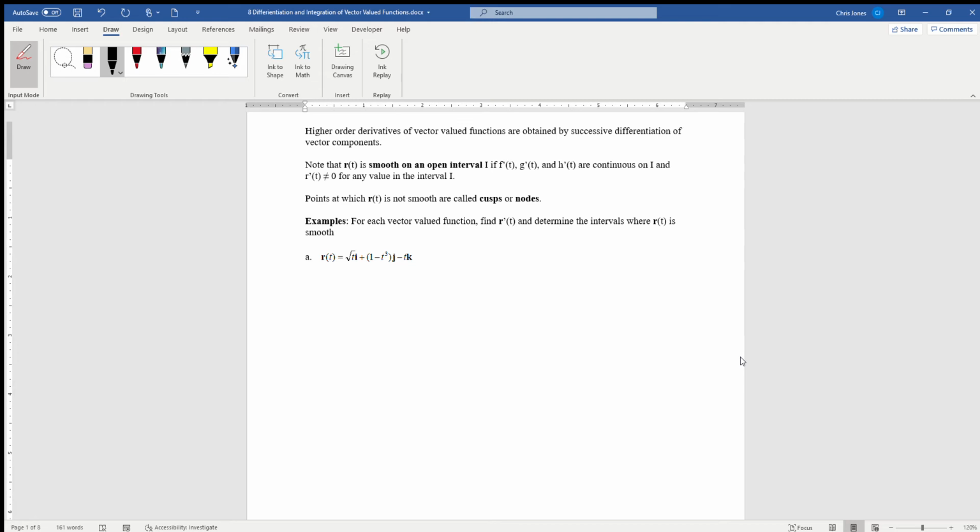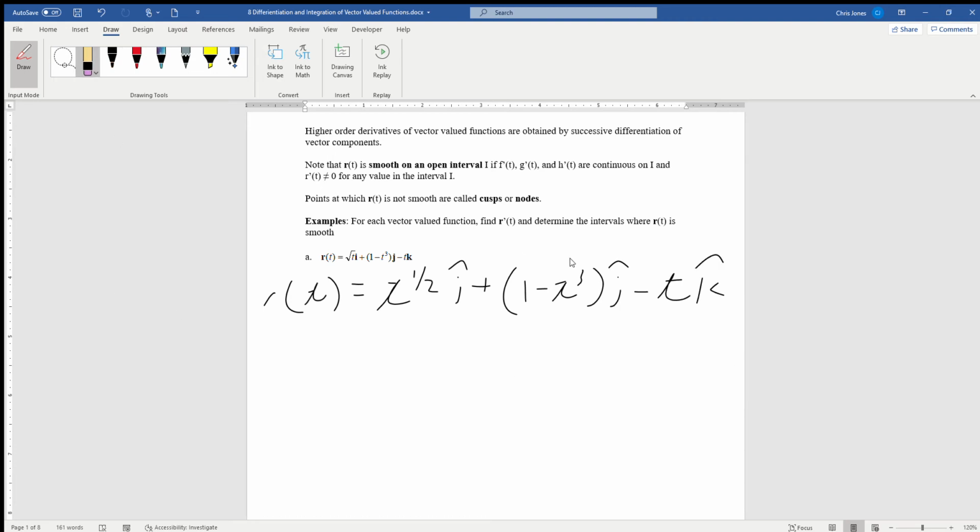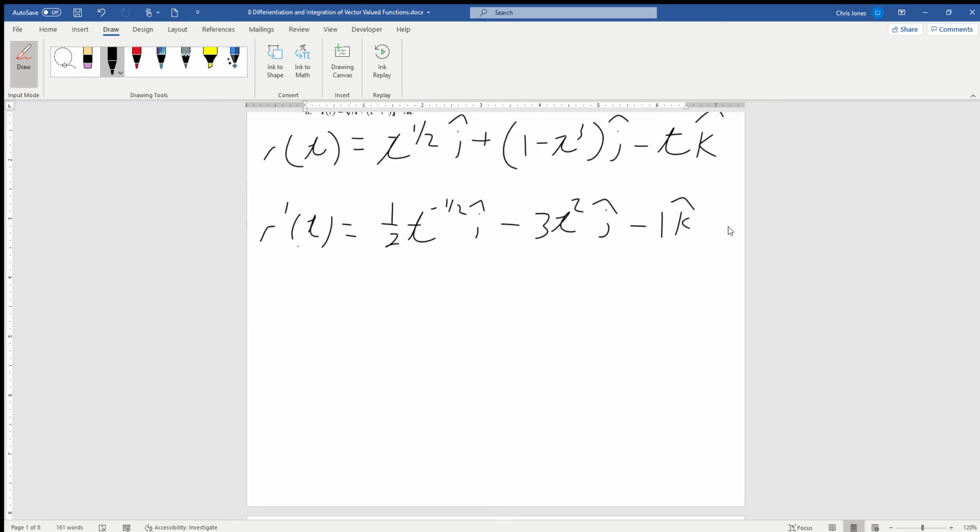Remember with radical functions, the first thing you probably want to do is rewrite them. So let's rewrite r of t as t to the 1/2 i plus 1 minus t cubed j minus t k. From there, we can just find the derivative of each of those expressions as the coefficients. So r prime of t is equal to 1/2 t to the minus 1/2 i minus 3t squared j minus 1k. Or another way to write this would be 1 over 2 root t i minus 3t squared j minus k. All right, so that's our derivative.